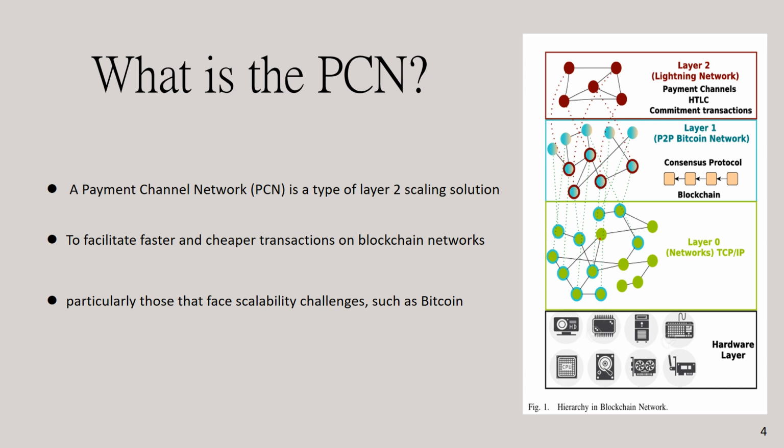The architecture of the network can be divided into several layers. Hardware layer. This is the lowest layer responsible for receiving information through hardware. Layer 0, TCP/IP. This layer is responsible for establishing network connections. Layer 1, P2P. This layer handles decentralized routing, forming a peer-to-peer network.